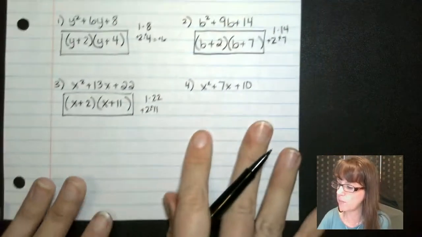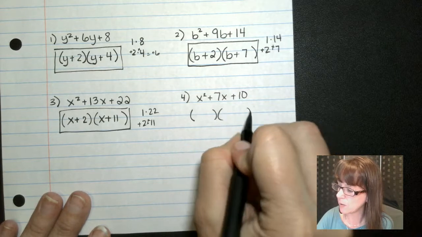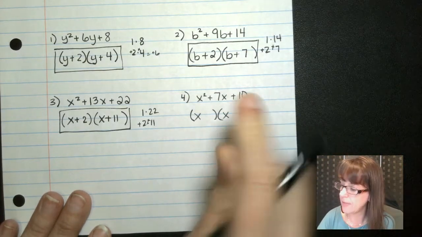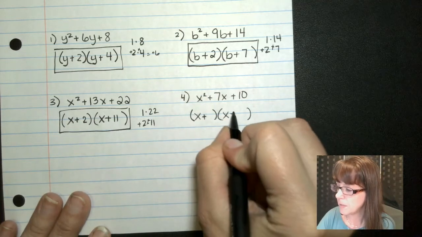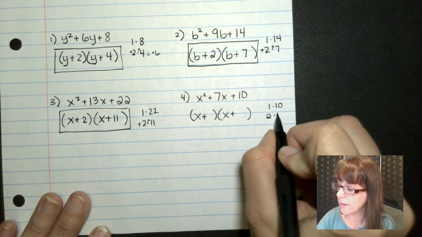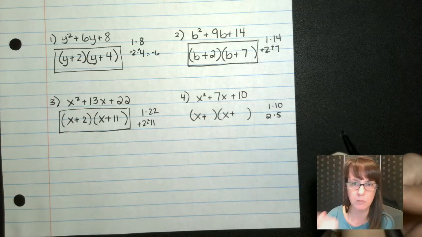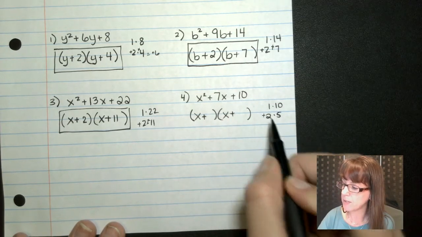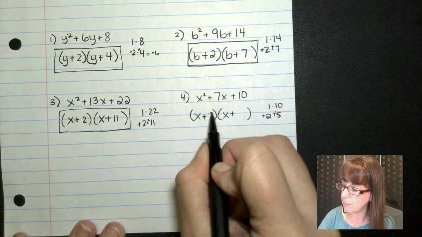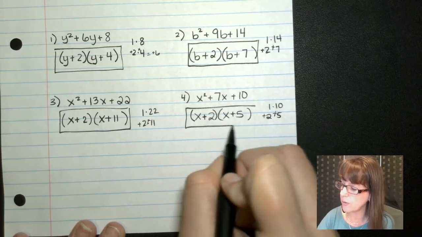All right, let's try one more. Here we go, parentheses, and then our X's. This tells me same signs. This tells me positive, positive. Factors of 10, 1 and 10, 2 and 5. Not 3, not 4, 5's already on the board, so we're good. Okay, I need a positive that adds up to 7. So positive 2, positive 5 gives me positive 7. Congratulations, you have just factored.